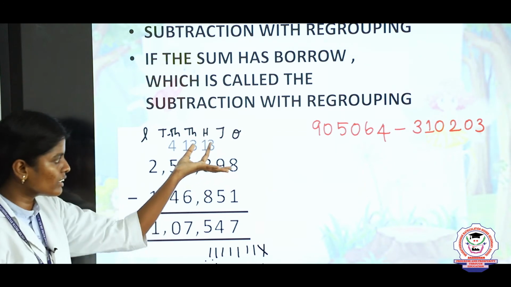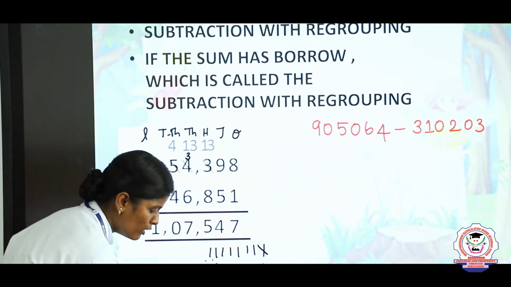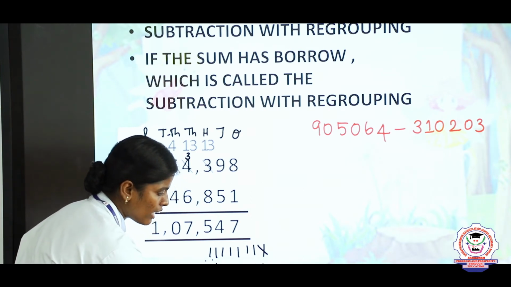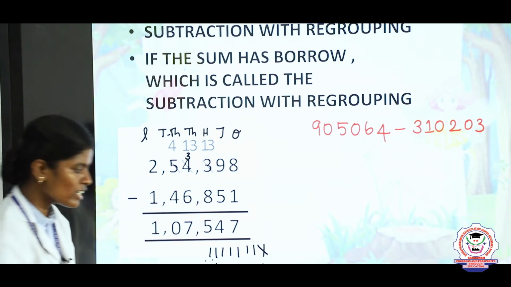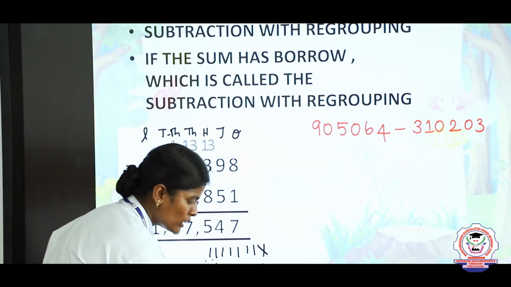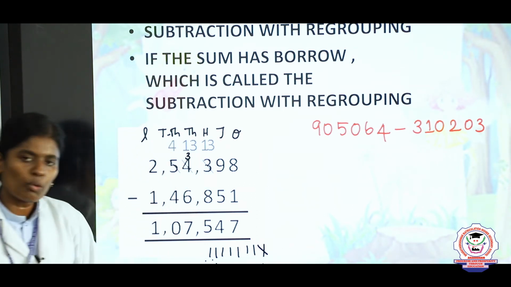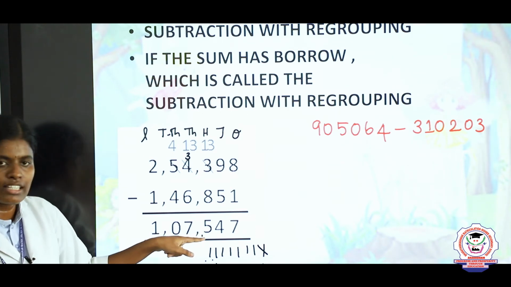Okay, take 1300 minus 800. So put 13 lines. 1, 2, 3, 4, 5, 6, 7, 8, 9, 10, 11, 12, 13. Subtract how many lines? 8 lines. 1, 2, 3, 4, 5, 6, 7, 8. Remaining how many lines are there? 1, 2, 3, 4, 5. So the answer is 5.